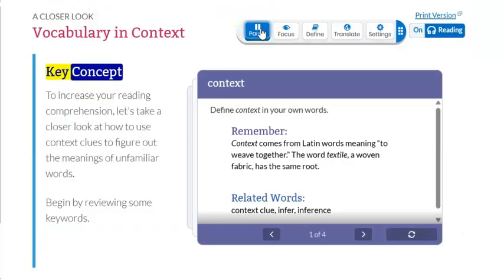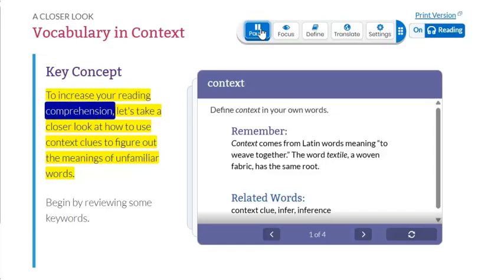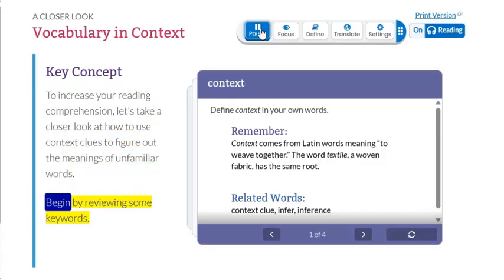Key concept. To increase your reading comprehension, let's take a closer look at how to use context clues to figure out the meanings of unfamiliar words. Begin by reviewing some keywords.